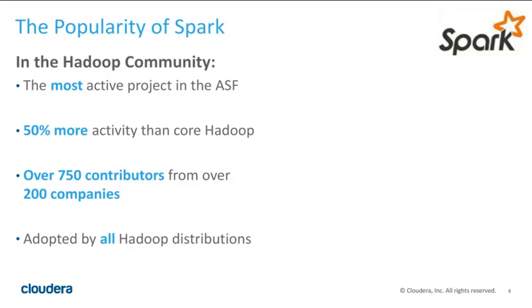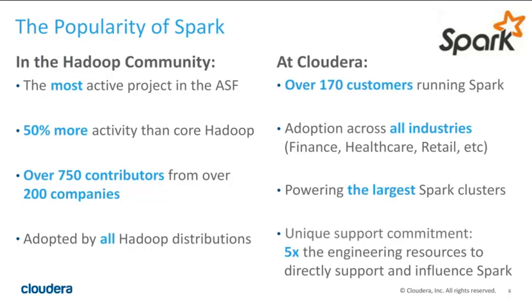Cool. So the popularity of Spark. It is, at this point, the most active project in the Apache ecosystem. On this slide, I've written 750 contributors, but I recently found out at the most recent Spark Summit that Spark has received contributions from over 1,000 contributors. And these are contributors from various organizations across the globe. At this point, it is adopted by all the major Hadoop and big data vendors as well.